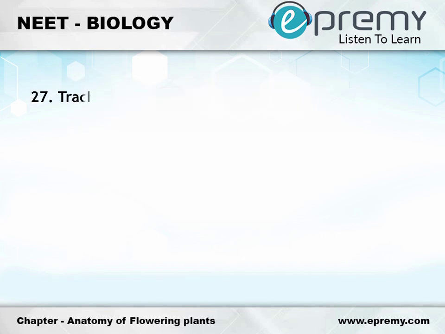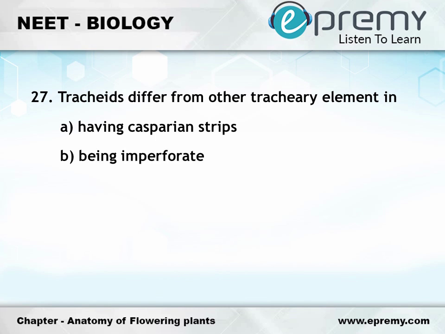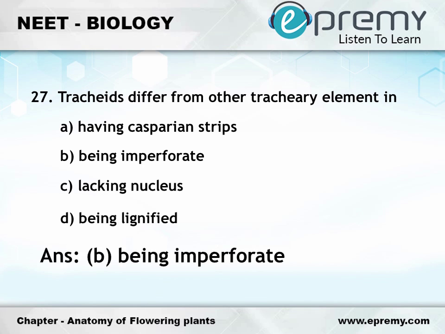Question number 27. Tracheids differ from other tracheary elements in option A, having Casparian strips. Option B, being imperforate. Option C, lacking nucleus. Option D, being lignified. Answer is option B, being imperforate.